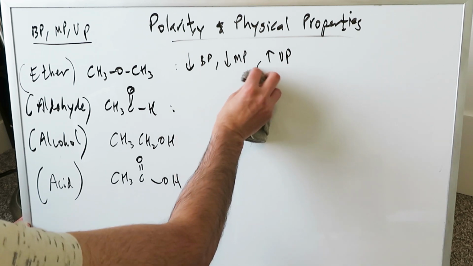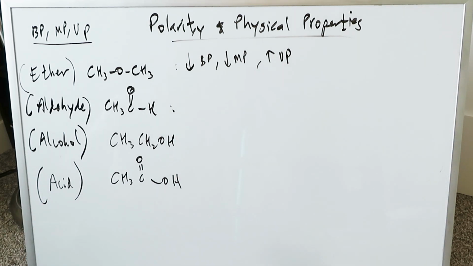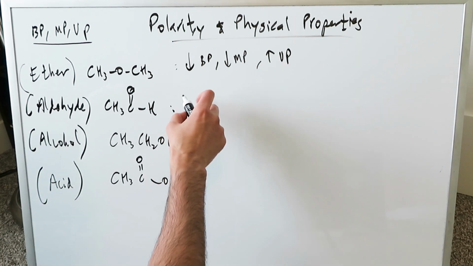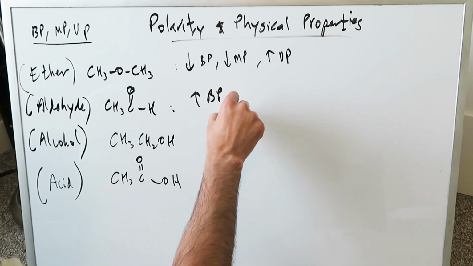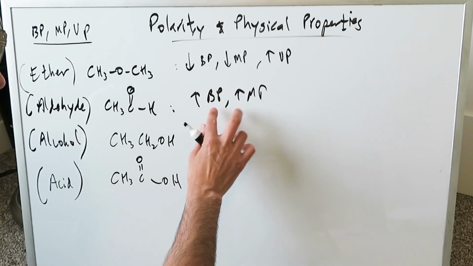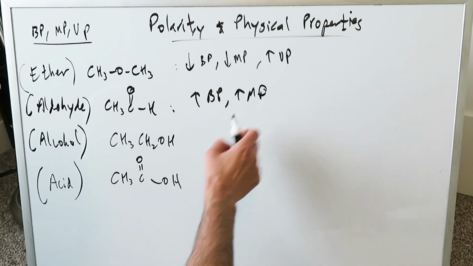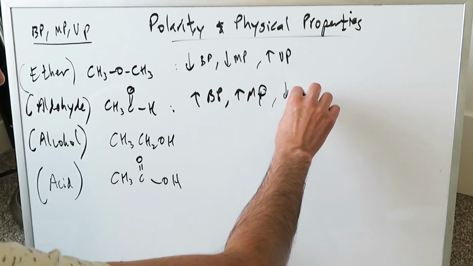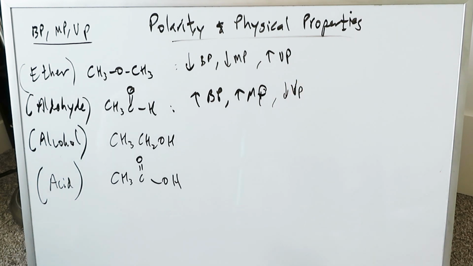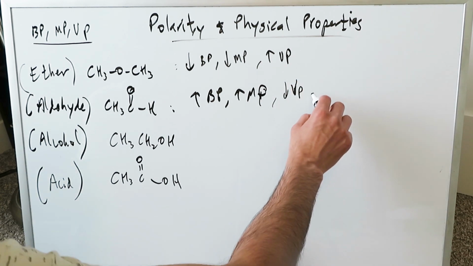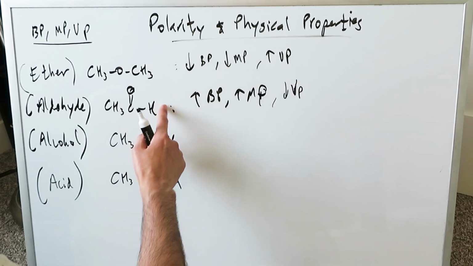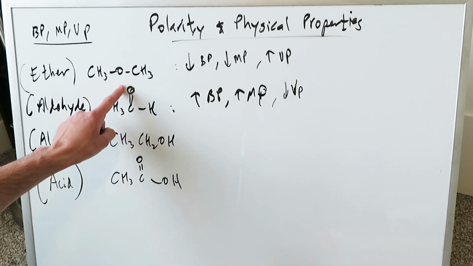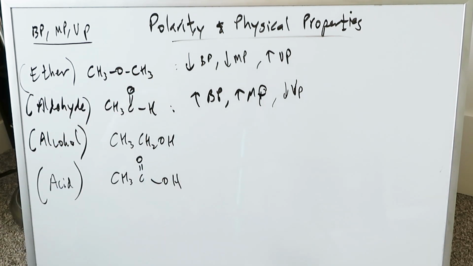That polarity makes this compound have a certain higher boiling point and a certain higher melting point. Remember, boiling point and melting point are similar. If one is high, the other one is high for that specific compound. The vapor pressure will be slightly lower, not significantly lower, but slightly lower. It will also be water soluble, because the oxygen here can interact with the water molecules easily.